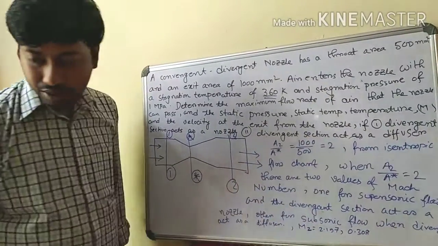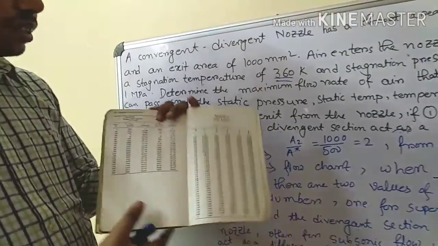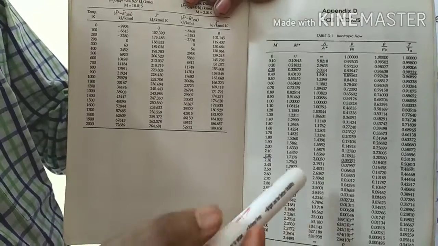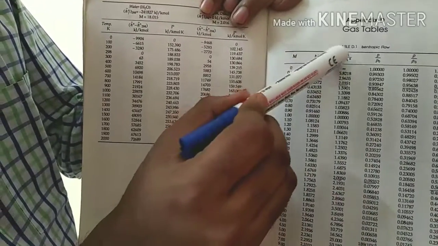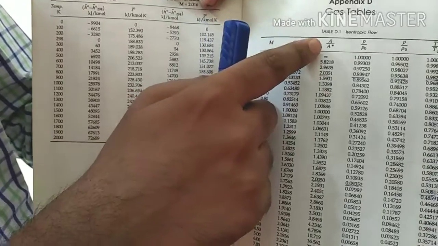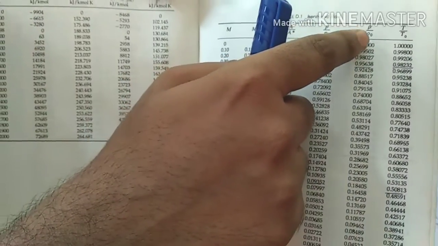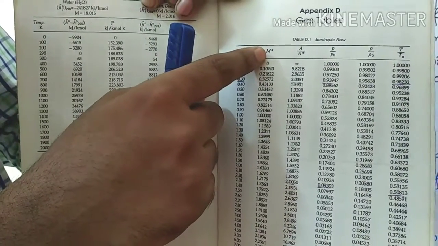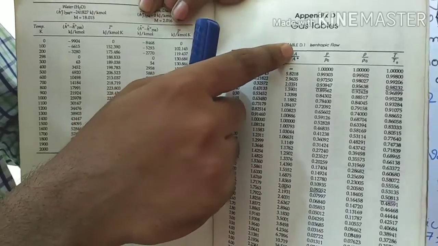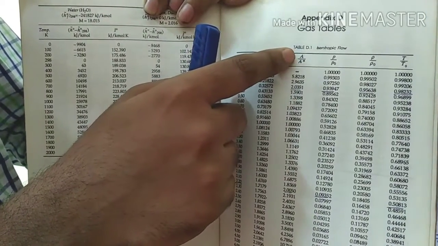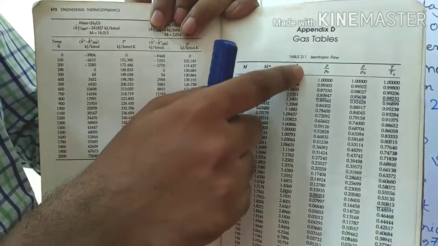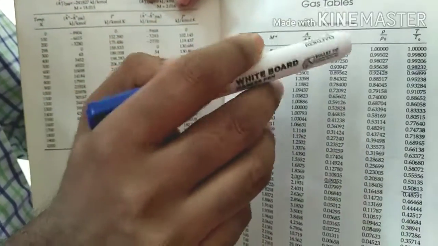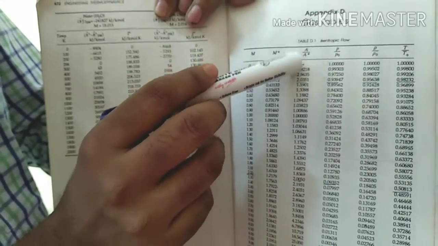And where does it come from, just a minute. So now this is your gas table chart. This is your gas table diagram, and you know that it has A by A star, P by P0, rho by rho 0, T by T0, in which this is the Mach number. The maximum Mach number is the Mach number at the throat section, which indicates A by A star. A is the static area and A star is the cross-sectional area when the fluid flows at the maximum flow rate. So these are the values. Now A by A star means A2 by A star.